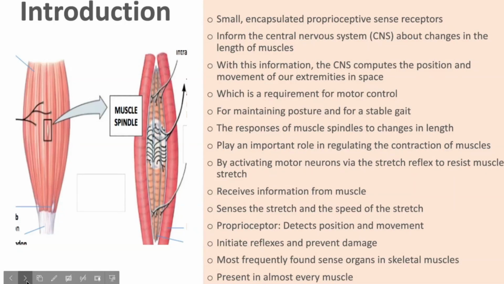Since it is a proprioceptor, it's going to sense the stretch and the speed of the stretch, and it's also going to detect the position and movement, as well as protect us from overstretching and overcontracting. It's going to initiate reflexes and prevent damage, and it's the most frequently found sense organ in skeletal muscles. It is present in almost every muscle that we have, and it is the most important proprioceptor. There are approximately 50,000 muscle spindles in the entire body.